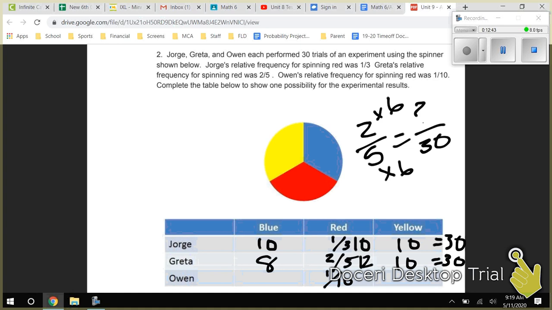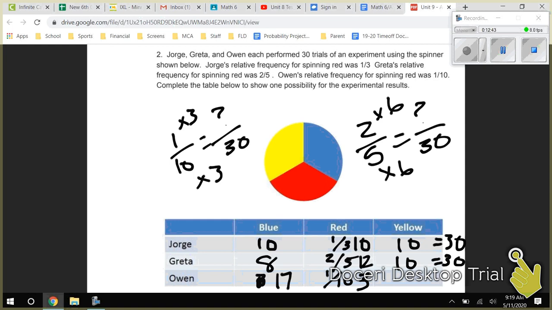All right, and then Owen had 1/10 of the time. So if we say 1/10 equals what over 30? Again, that's times 3. So this is going to be a 3. Okay, so we just need it all to work out. So you could say 17, and now we have 20, and you could say 10 again. It doesn't really matter. It just has to equal 30 in the end.